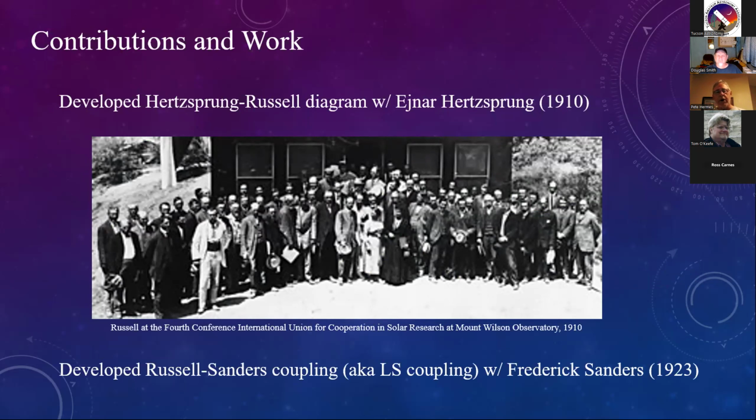And later on, he also helped develop the Russell-Saunders coupling, LS coupling, with Frederick Saunders in 1923. Those were probably two of his more notable early works. All in all, I think you'll see at one point he published in excess of 200 papers during his career. Not all of them dealt necessarily with astrophysics, astronomy, or physics. I think he had a couple of papers that actually delved into religious and philosophical areas too.